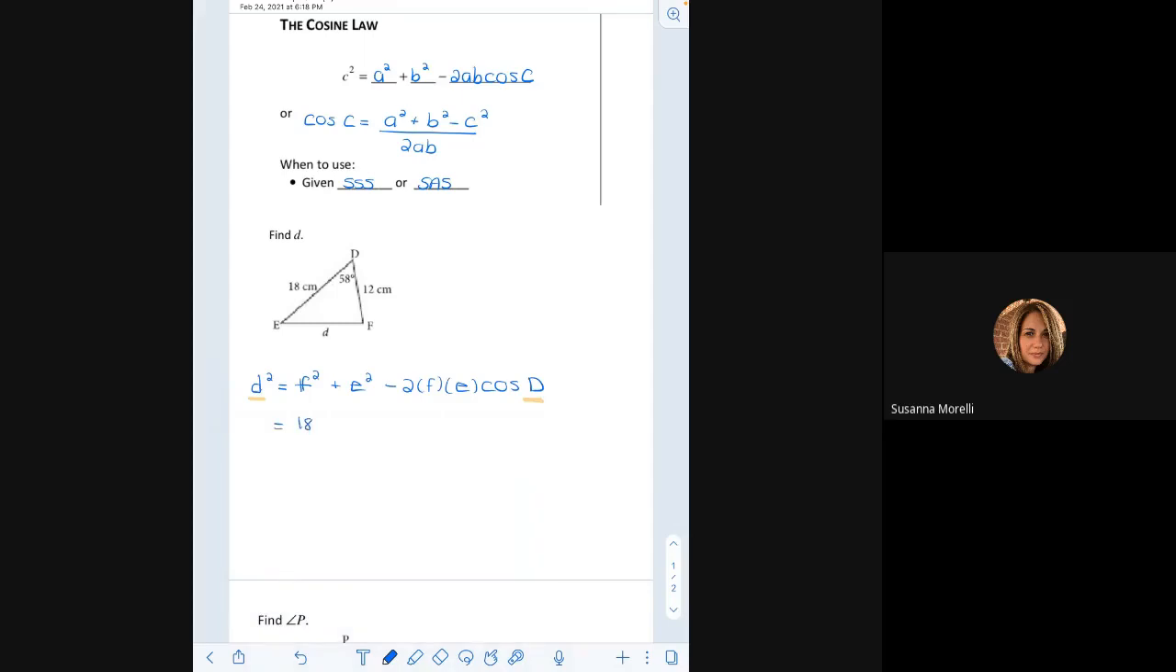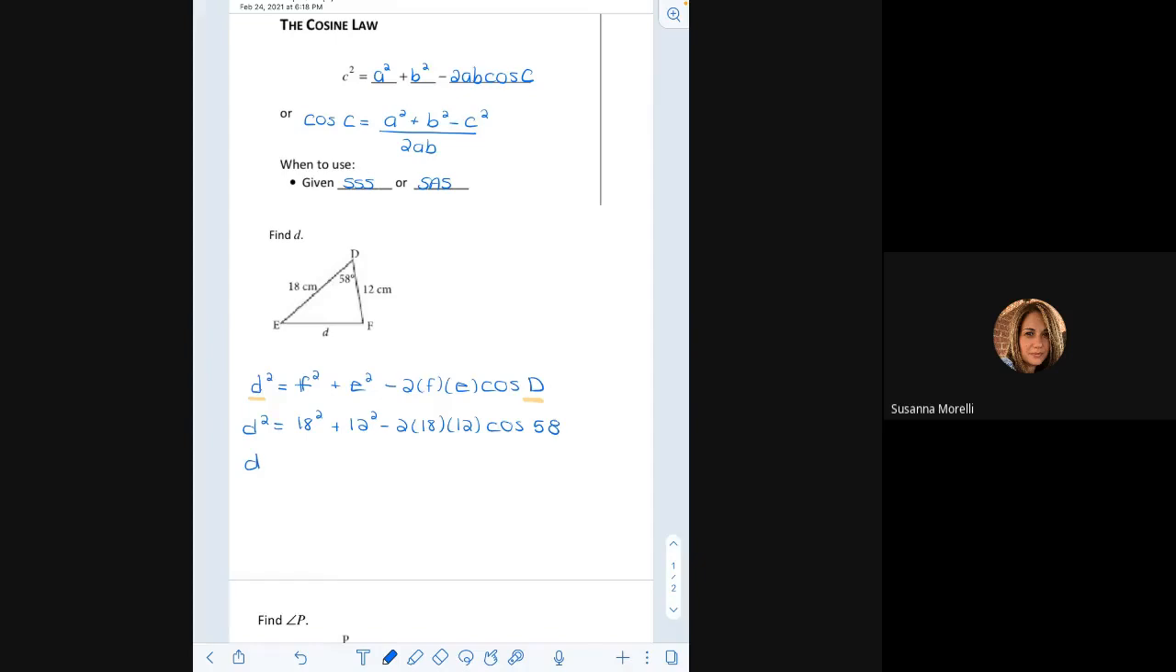Okay, so 18 squared plus 12 squared minus 2 times 18 times 12 cos 58. Okay, so go ahead and put that in your calculator. Be careful when you're inputting this because it is a long equation. So just be careful with the squares and the pluses and the minuses.